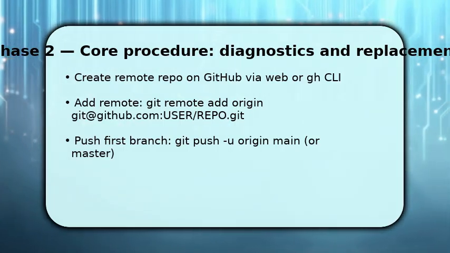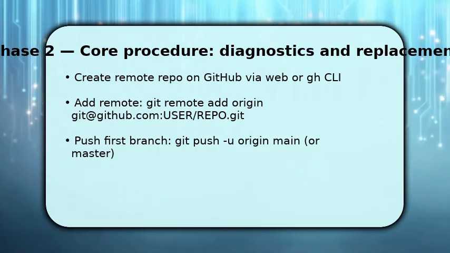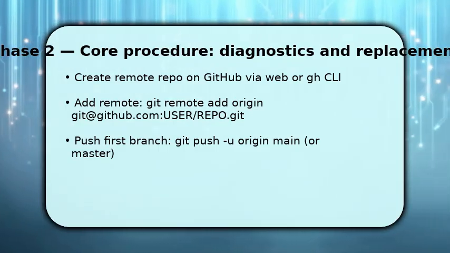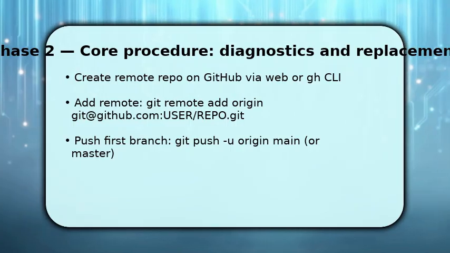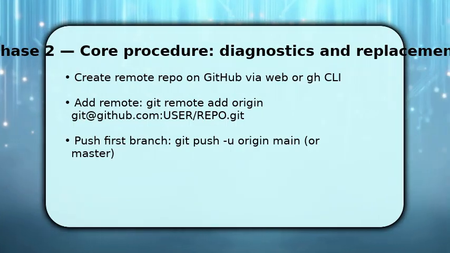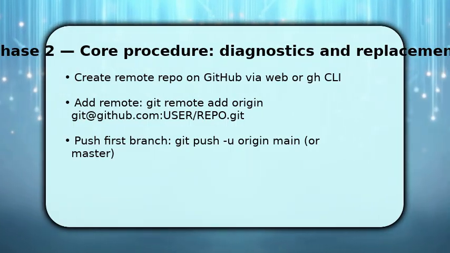git push -u origin main. Make sure to choose SSH keys for passwordless pushes or use a personal access token for HTTPS. This secures authentication and simplifies future pushes and pulls.